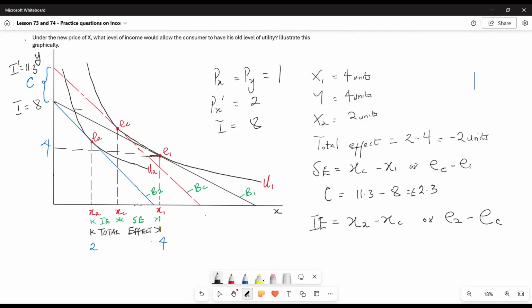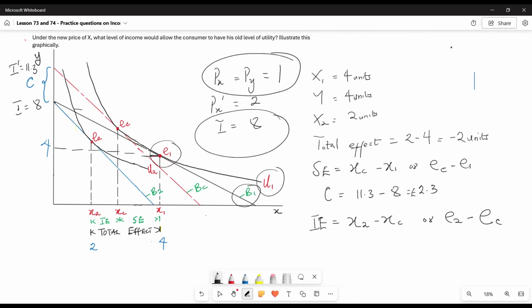What we know so far is this. We know that the original price of good X and good Y is equal to 1, and the original income is equal to 8. Given this price and this income, and given the utility function, the original budget line is B1, the original bundle is E1, and the original indifference curve is U1.